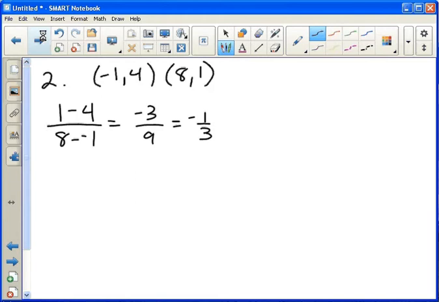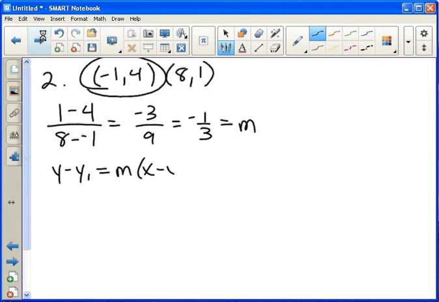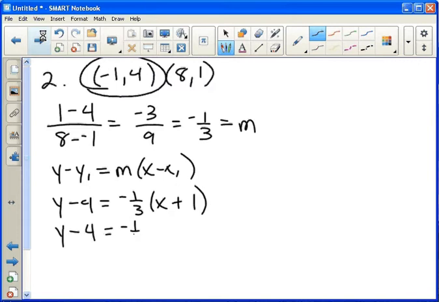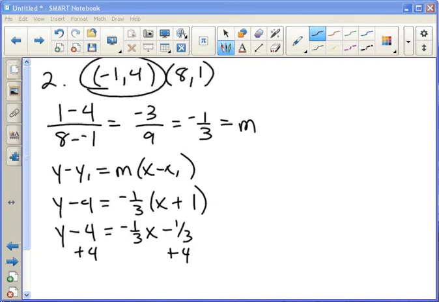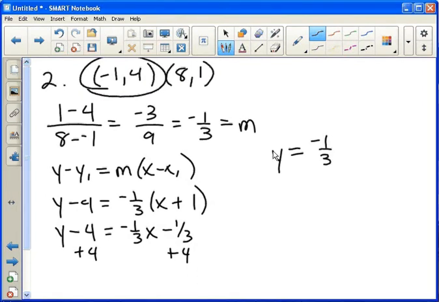So our slope is -1/3, and then we can use either one of these points to make the line. Doesn't matter which one. I'm just going to pick this one because it's first. So I do y minus y1 equals m times x minus x1, giving me y minus 4 equals -1/3 times x plus 1, because minus a -1 gives you plus 1. So when I distribute the -1/3, I get -1/3 x minus 1/3, and then add 4 to both sides. That gives you y equals -1/3 x plus 11/3.